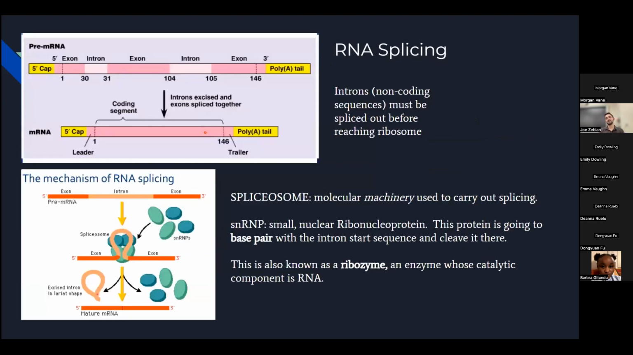Okay, so RNA splicing, I kind of talked about this already. Introns are non-coding sequences. They have to get spliced out before the pre-mRNA can become mature mRNA and go to the ribosome. Exons stay in. The introns are spliced out by the spliceosome, the molecular machinery used to carry out splicing. That's really all you need to know for this. Then there are snRNPs, small nuclear ribonucleoproteins, which base pair with the intron at its start sequence and then cleave it right there. This is also known as a ribozyme, an enzyme whose catalytic component is RNA.